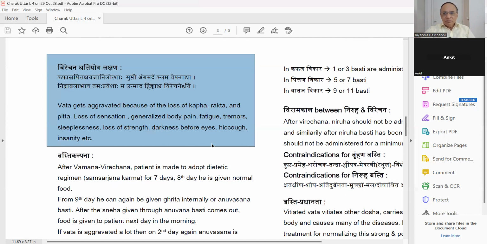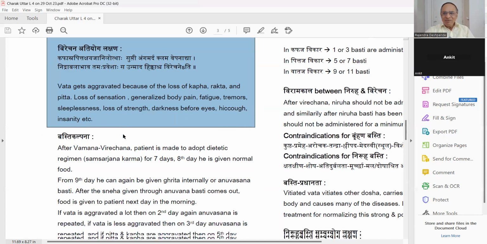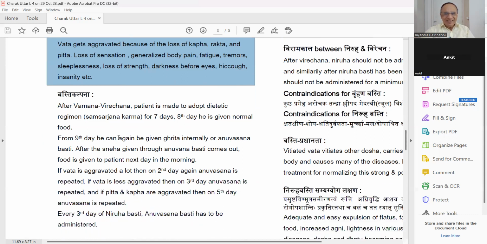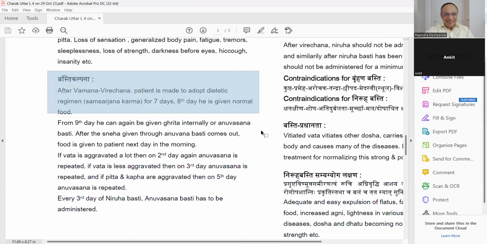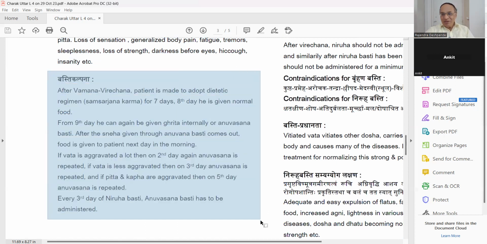Hiccup, hikka in Ayurveda, insanity, aswastha, irritation will be there. So this is all about Vamana and Virechana. Now we are going to start Basti. Very interesting for Vata dosha management.